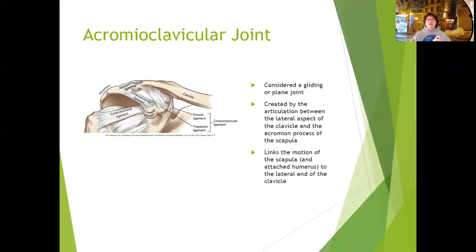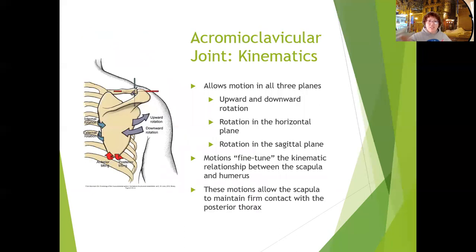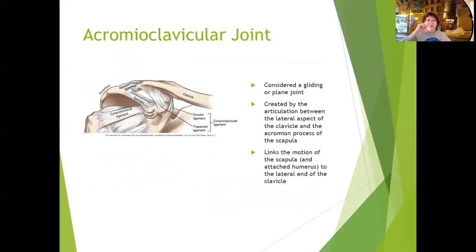It's created by the articulation between the lateral aspect of the clavicle, the acromial end of the clavicle, and the acromion process of the scapula. It links the motion of the scapula and the humerus to the lateral end of the clavicle. So it's a link in the chain, a link in the kinetic chain. You can think of it that way. And we'll talk about this in the next section, but when you look at the ligamentous support for the acromioclavicular joint, it's significant.